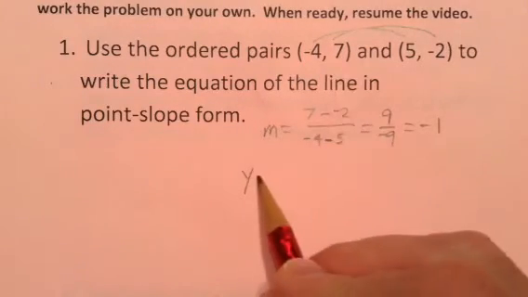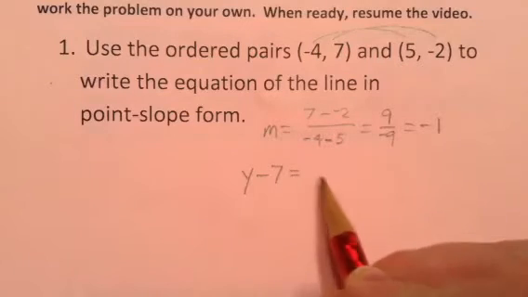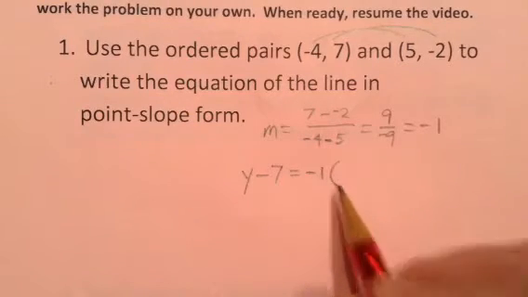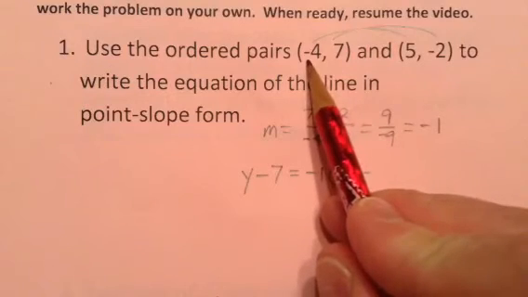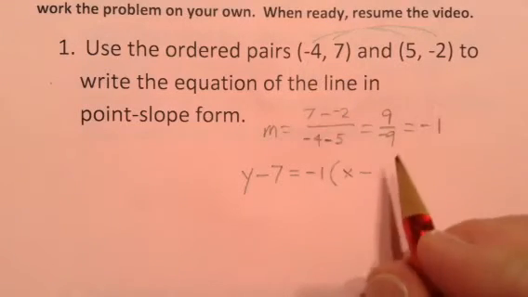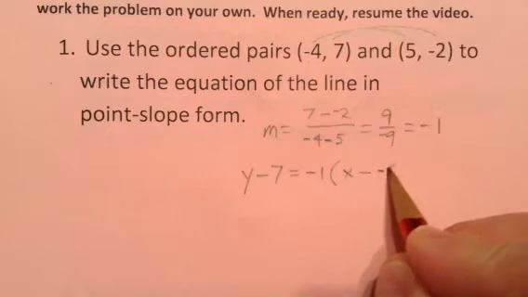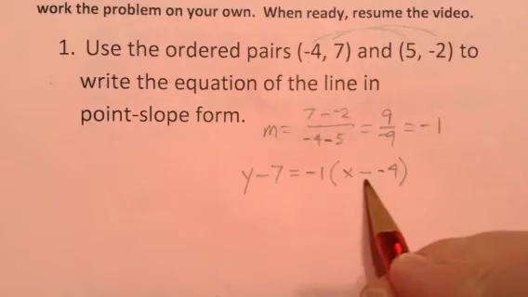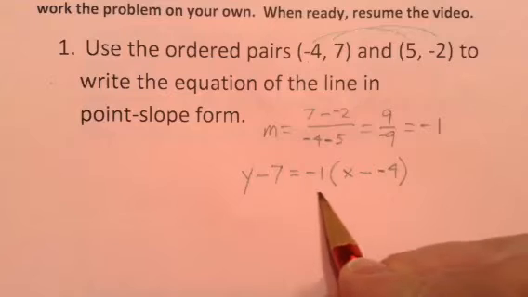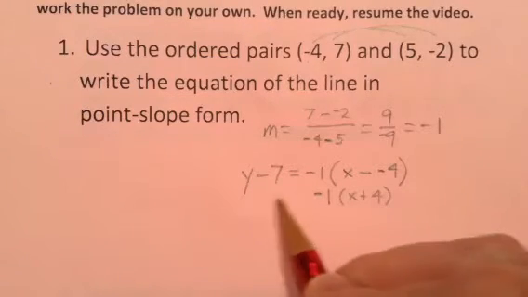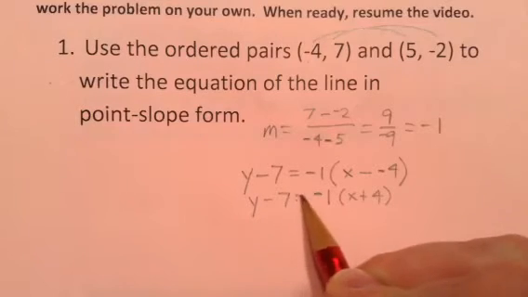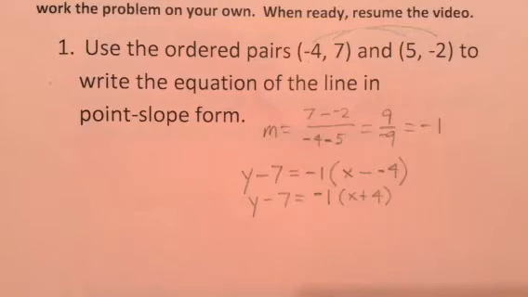My y value is 7, so y minus 7 is equal to my slope times the quantity x minus the x value of the same point, minus 4. Double signs we write with a plus. Point slope form.